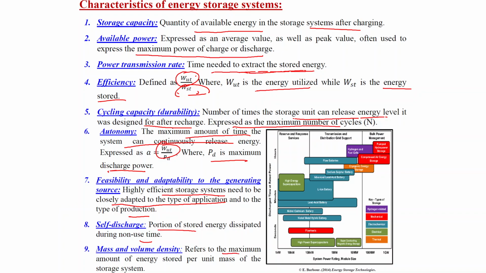Mass and volume density refers to the maximum amount of energy stored per unit mass or per unit volume. Okay.